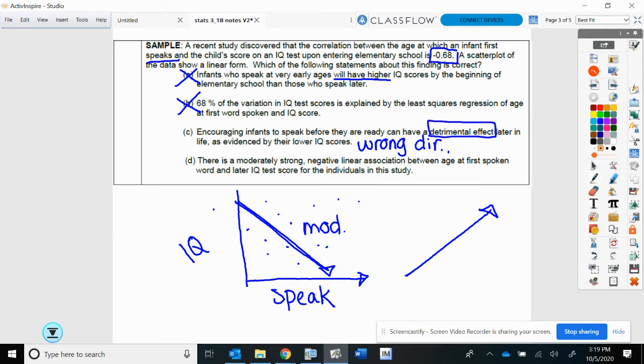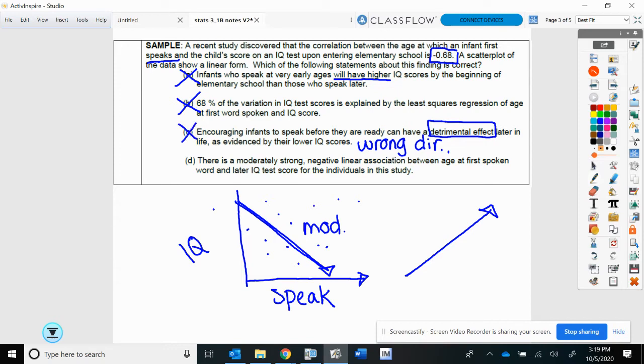One of our key points is that we can never determine cause and effect without a very specifically controlled randomized experiment. Controlled randomized experiments will help us determine cause and effect, and we'll talk about that more in chapter 4.